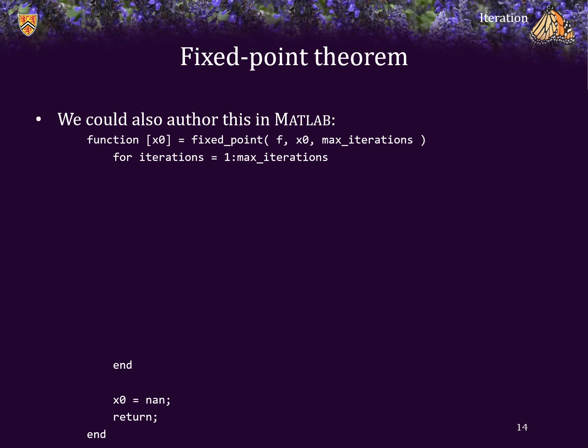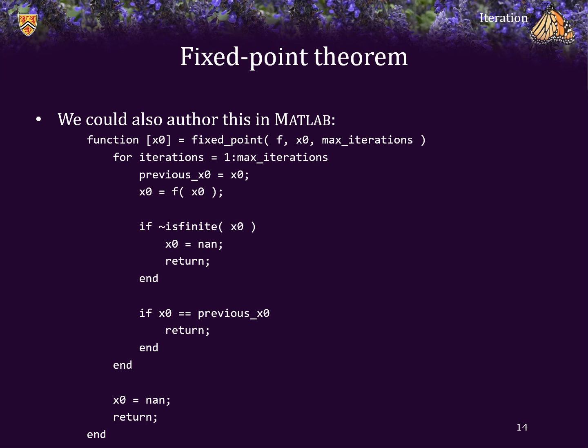Now, if it does not converge, we have to explicitly assign x0 the value not a number, and then we can return. However, inside the loop, we do as before. And now we are going to check. If x0 is not finite, then we set x0 equal to not a number and return. Now, interestingly enough here, the not operation in MATLAB is the tilde. You'll recall that this is the bitwise complement operator in C++, which is essentially the bitwise not operation. So it's not the exclamation mark, it is the tilde in MATLAB that represents not.